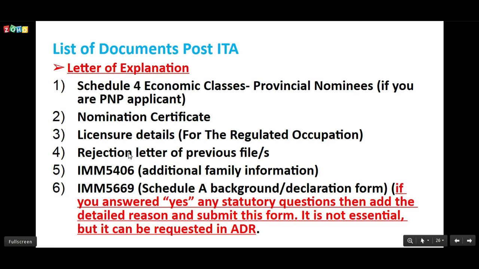Fine, you should also upload the licensure details if your occupation is regulated, and if you have obtained any license to work in Canada, then you must attach those details. Okay, if your file was rejected earlier, if you have applied in Express Entry or any other provincial nominee programs, you must declare everything, and for each and every rejection you should upload your rejection letters in the letter of explanation. Fine, in addition to that, you should disclose your additional family information and background information using these two forms. And if you have answered yes to any of the statutory questions, in this case you have to add the detailed reason, such as why you were convicted of a crime, or why you were deported from the port of entry.